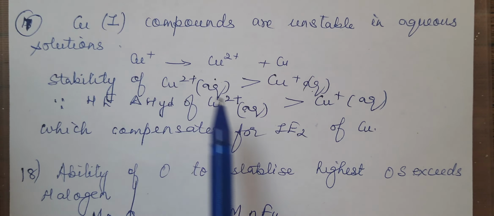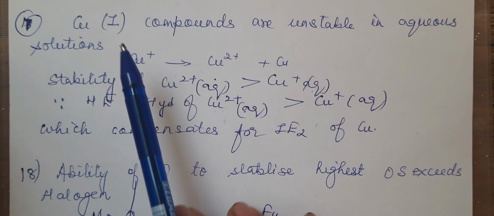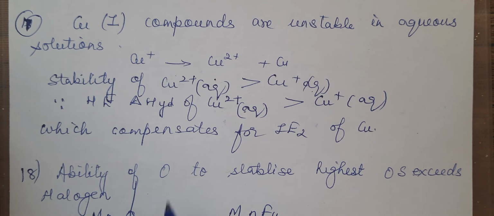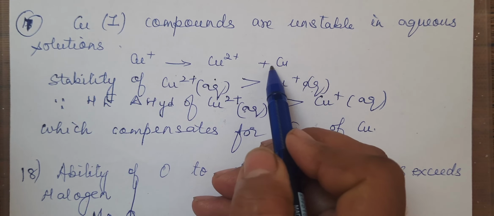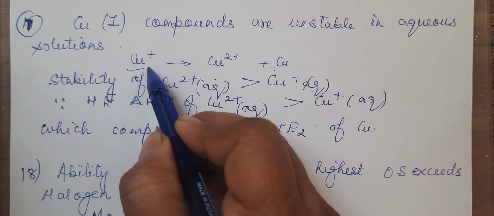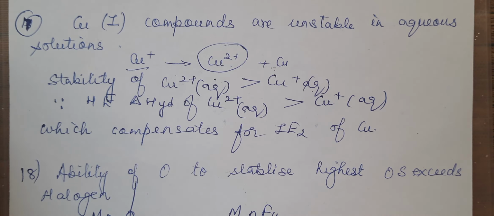Another very important, these 3-4 questions are very important in d block. This is very important. Another important question. Cu+ compounds are unstable in the aqueous solution. Sometimes they give an equation or you write down the equation on your own. They are unstable. That means Cu+ state is not stable. Cu2+ is more stable than Cu+. They mean to say this.